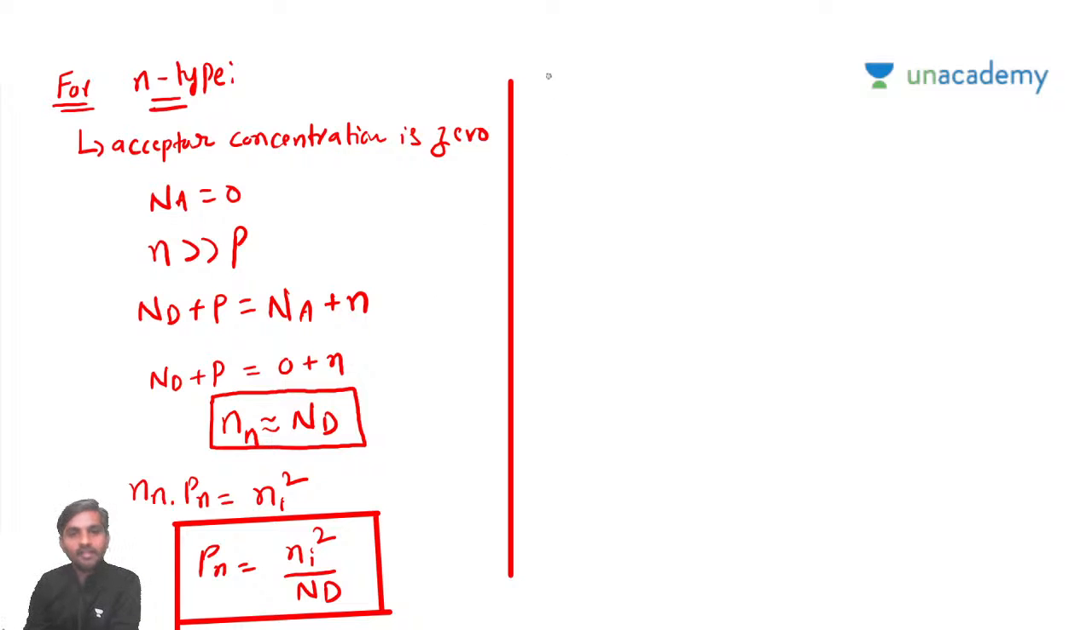Okay. So that was for N-type. Now for a P-type semiconductor, what is the acceptor concentration, sir? For a P-type, what is the donor concentration? For a P-type, donor concentration is 0.